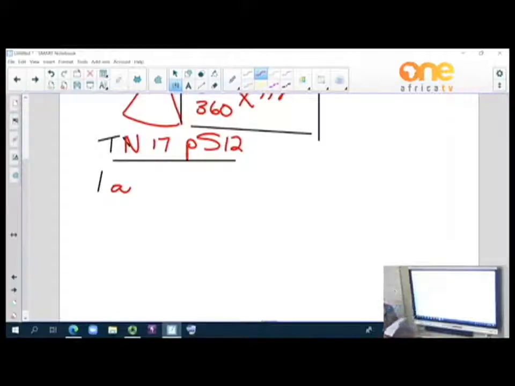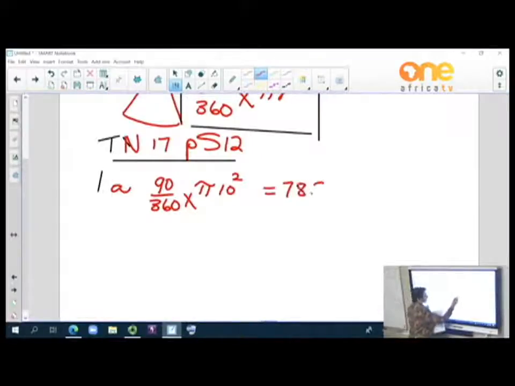Find the shaded area. That's what we want to find. So, Jaco, what is the angle that we have on number A? 90 out of 360, theta over 360 of pi r squared, and the radius is 10. So, very easy, that one. We press our calculators, and this one is 78.5. But this time it is square centimeters.